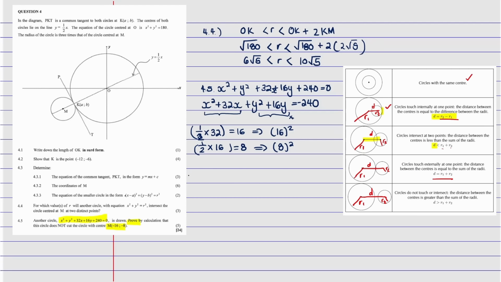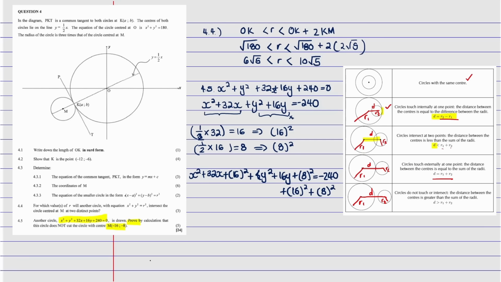So now we're going to substitute, so it's the same as x squared plus 32x, then plus 16 squared, plus y squared plus 16y, then plus 8 squared. And this is going to be equal to negative 240, then we're going to add 16 squared plus 8 squared.